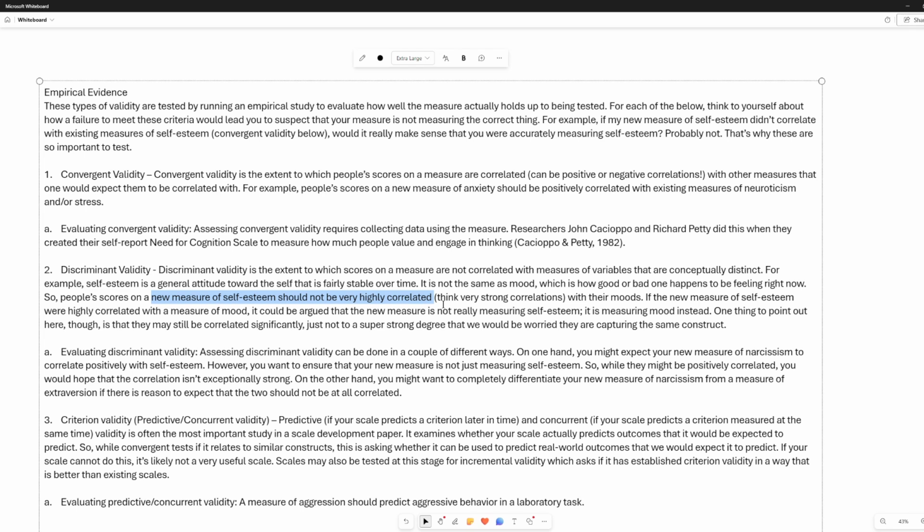Now, might mood still be correlated with self-esteem? The answer is yes, but we wouldn't expect it to be super highly correlated, in which case we have shown discriminant validity. If it was super highly correlated with self-esteem, then we might start to think, oh wait, I might not be measuring this stable thing over time. I'm specifically measuring something in this moment. So again, convergent validity is how well a measure correlates with things that it should correlate with. Discriminant validity is its ability to discriminate from things that are similar but distinct.